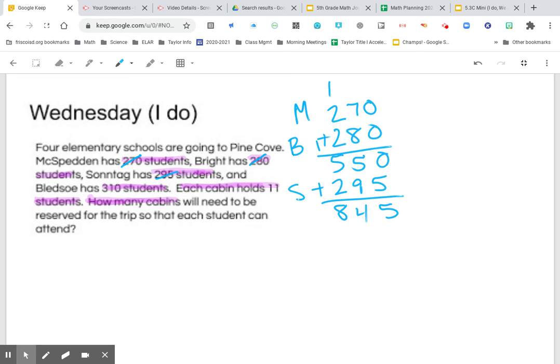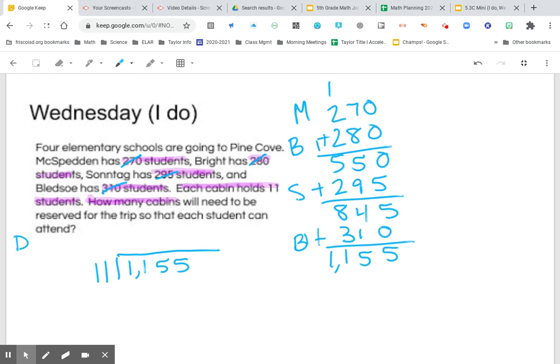And Bledsoe is the last one. So 310. So 0 plus 5, 1 plus 4, 3 plus 8. And that's Bledsoe. So now I have to take, each cabin holds 11 students, and I am looking at my total of 1,155.